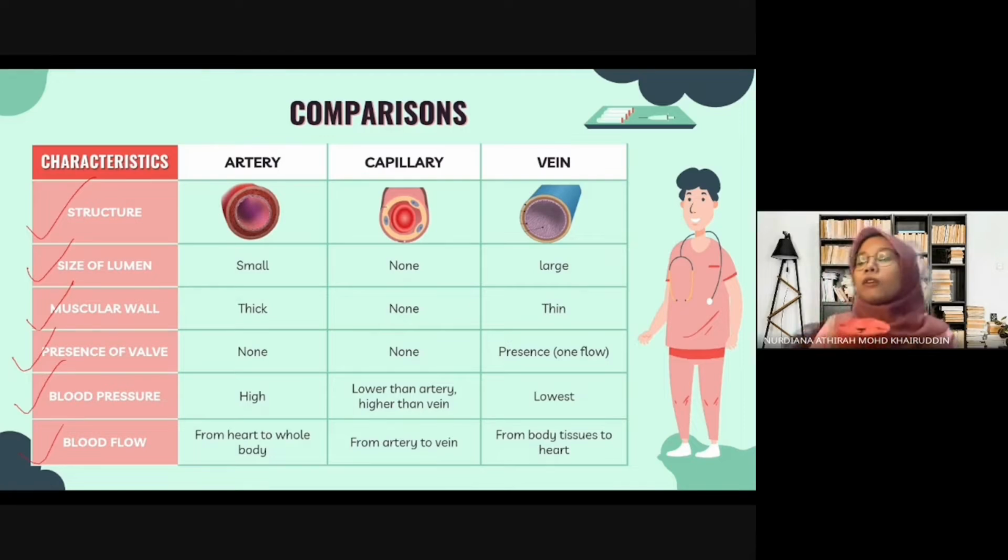As for the capillary, this is the capillary. Capillary doesn't have a lumen. So when there is no lumen, there is no muscular wall.